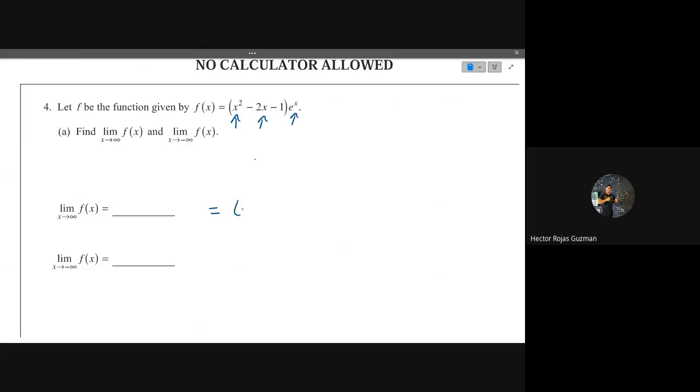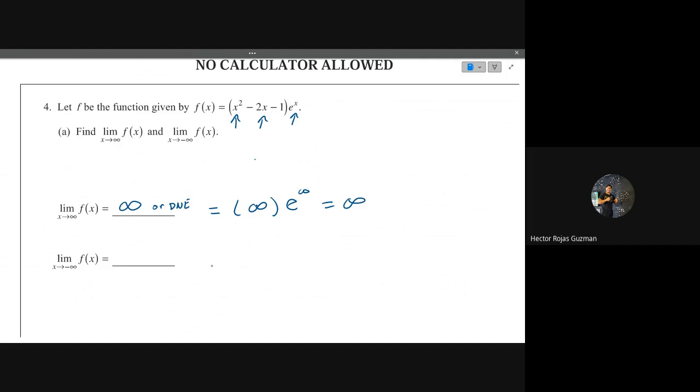And x squared minus 2x minus 1, well, that's basically going to be infinity. E to the power of infinity is also infinity. It's just infinity. You can also say it doesn't exist. Since the limit is not an actual number, we can say that it does not exist. Okay.